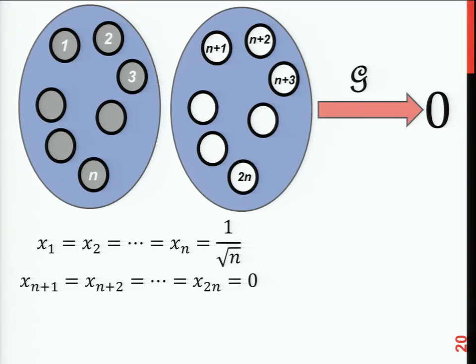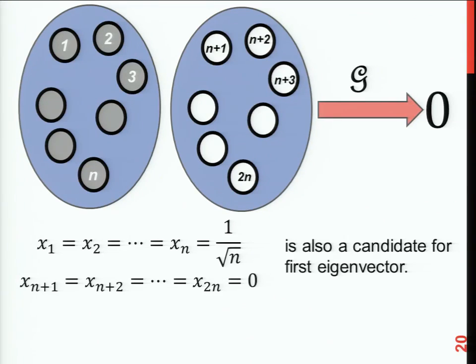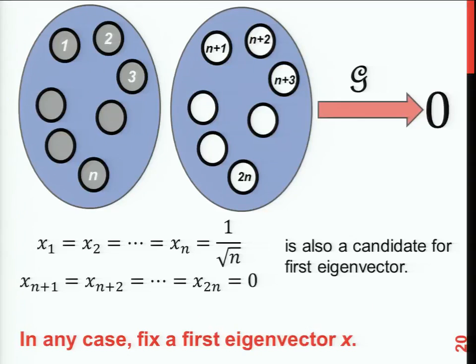Here they are all equal, so xi minus xj would always give 0, and here they are all 0 anyway. So they would give 0. So this is also a first eigenvector, because this also gives 0. So there can be multiple first eigenvectors. The eigenvector is just a vector which makes g output 0. But anyway, what we'll do is fix some first eigenvector x. You can always take the vector which is all equal to be the first eigenvector.